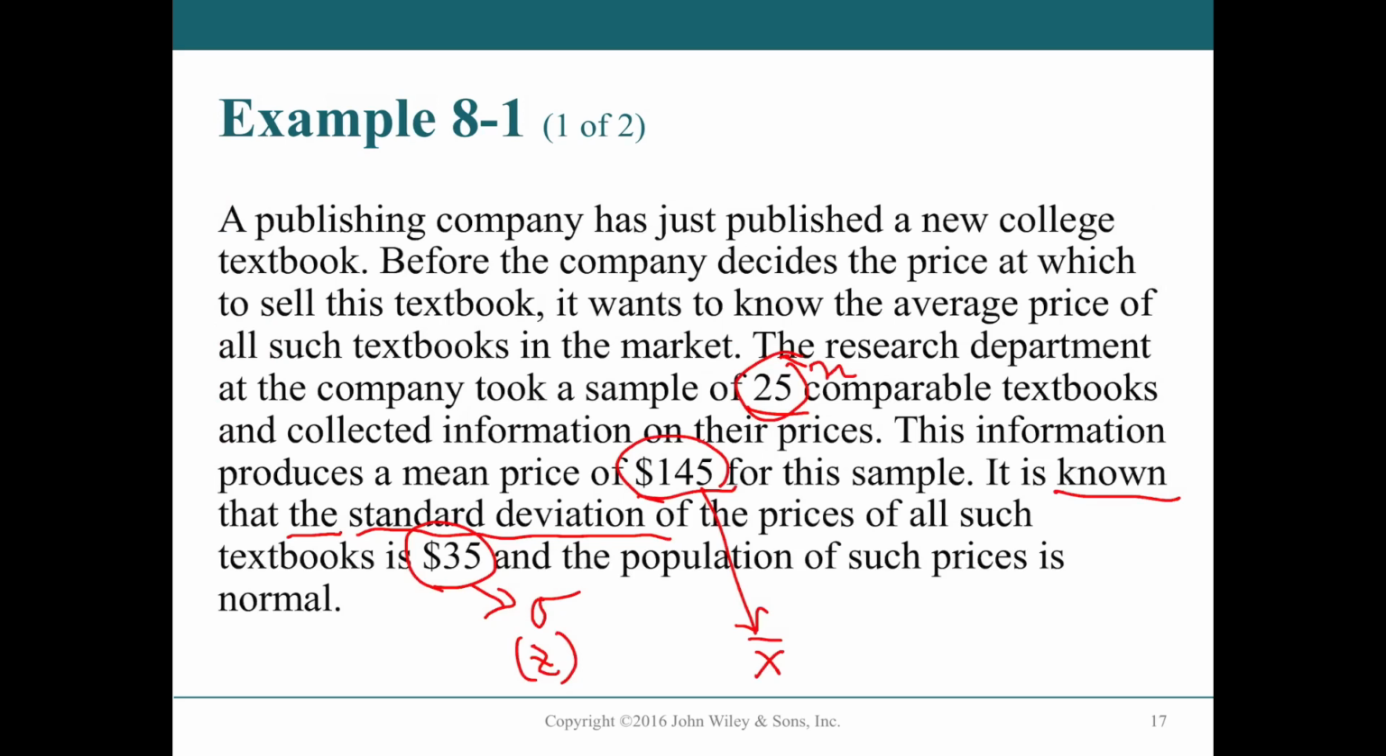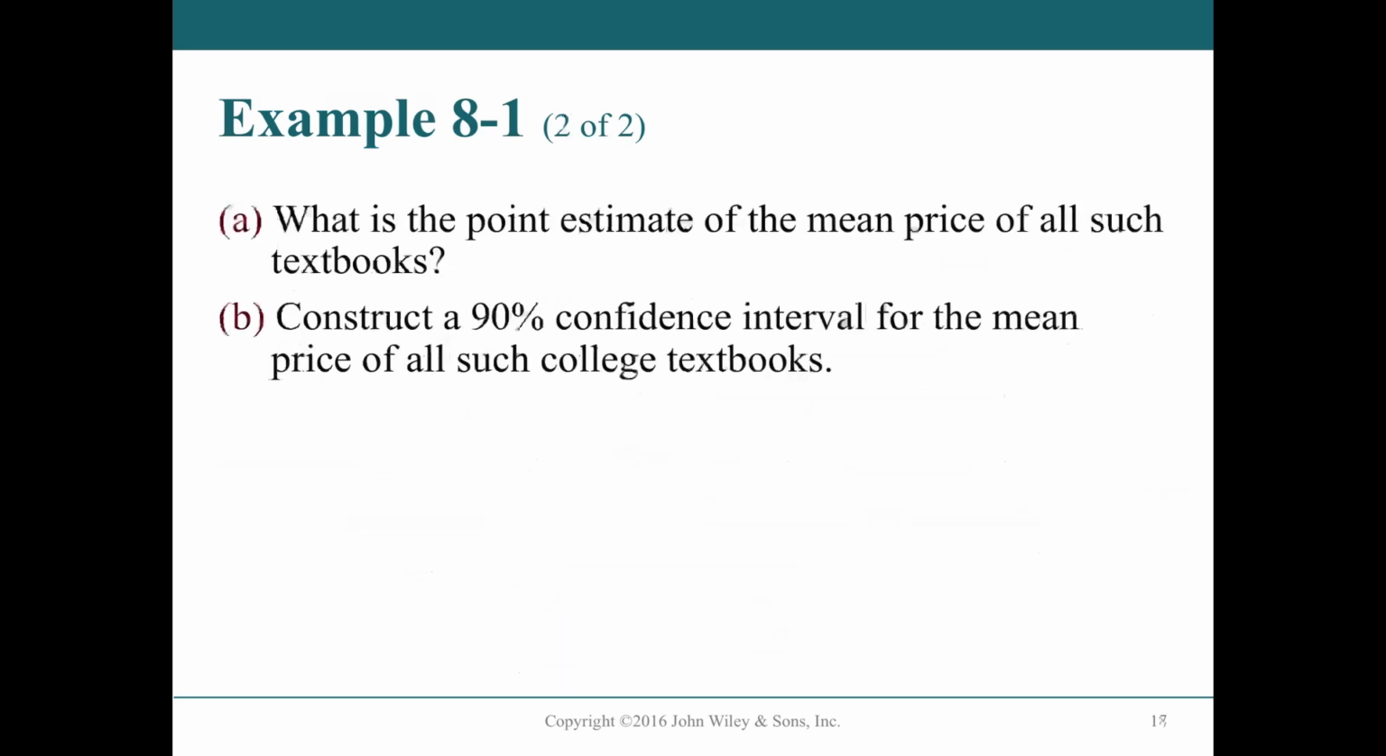Anyway, what is the point estimate of the mean price of all such textbooks? Some of the easiest problems in the entire book are point estimate problems. They told us it was 145 bucks. Guess what? That's the answer. And you don't even have to show your work. How about that? Even I make exceptions. Not very many of them, but this is one of them. But now they'd like to get a 90% confidence interval for the mean price of all such college textbooks.